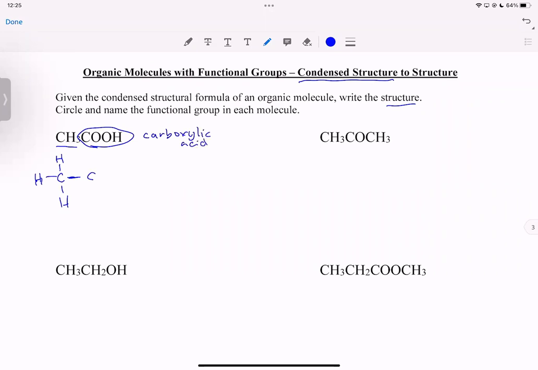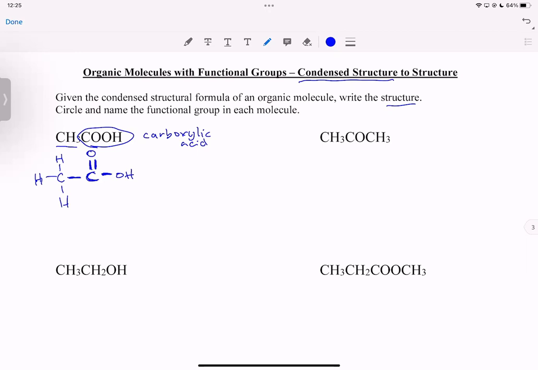Okay, and so we want to write the structure of that, not just COOH, but a carbon with a double bond oxygen and a single bond OH. Notice that the carbon has 4 bonds coming out of it. There are 4 lines. So it's important that that's a double bond and then a single bond.